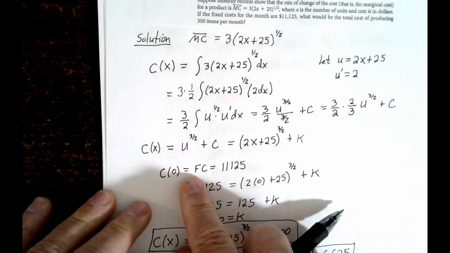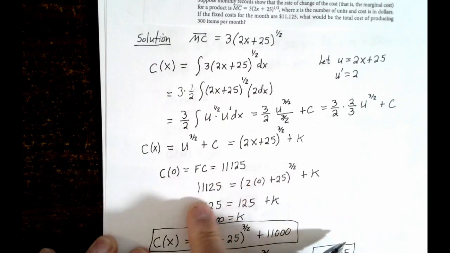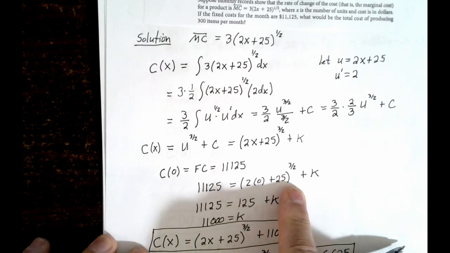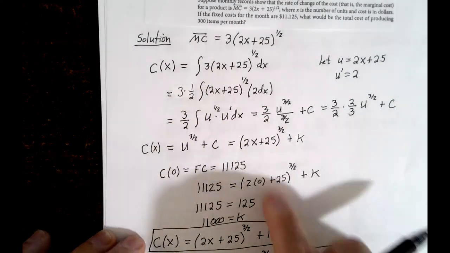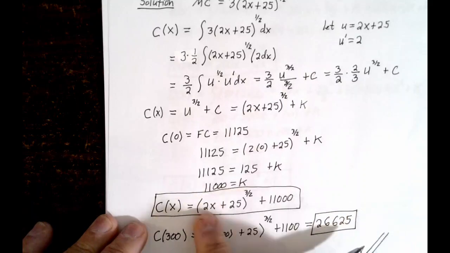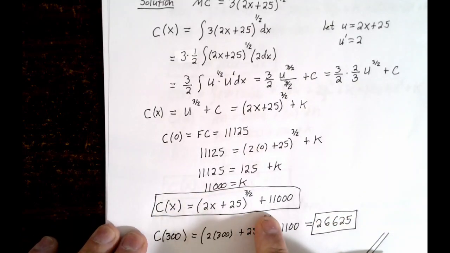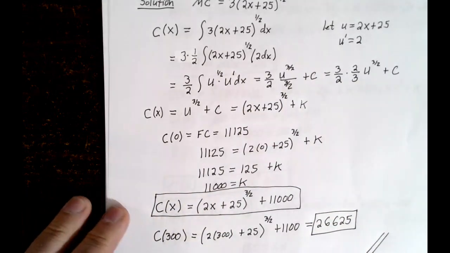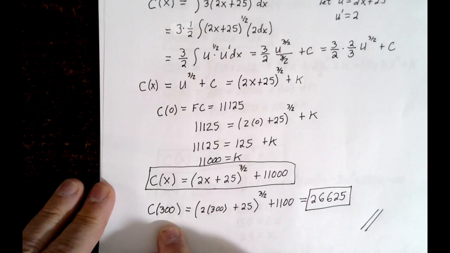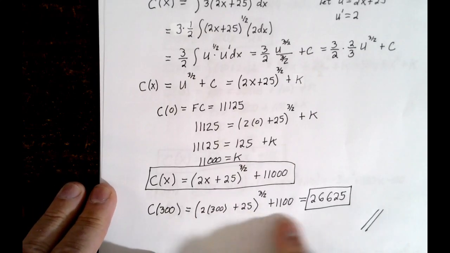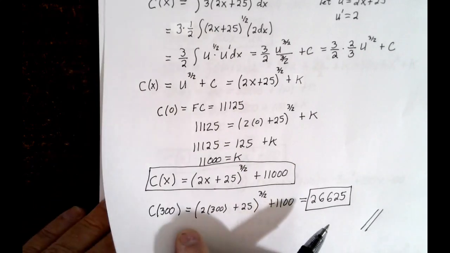Now we know our fixed cost is 11,125, so you set that equal to the function with 0 in for x. And when you solve it, you get K equals 11,000, so now there's your specific cost function. They ask us to calculate what the cost is of producing 300 items per month, so you plug in 300 and you get 26,625.